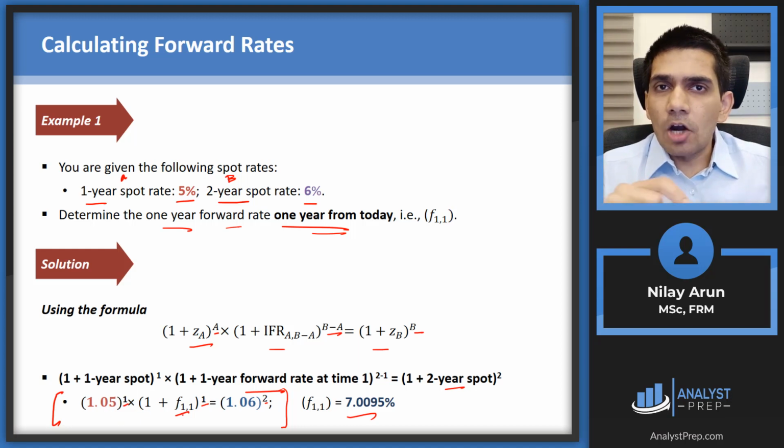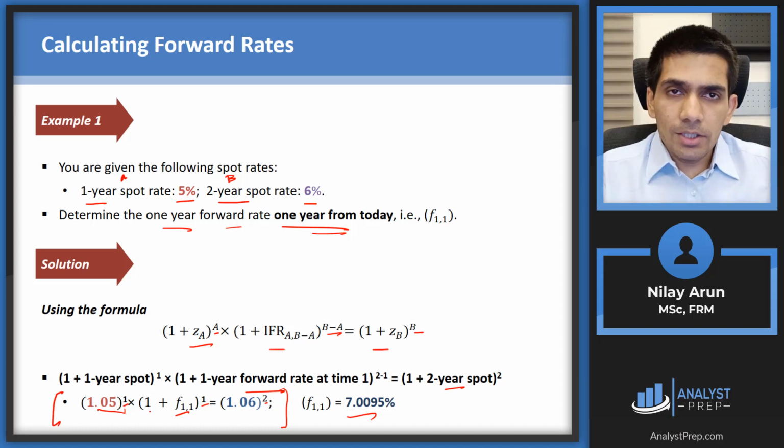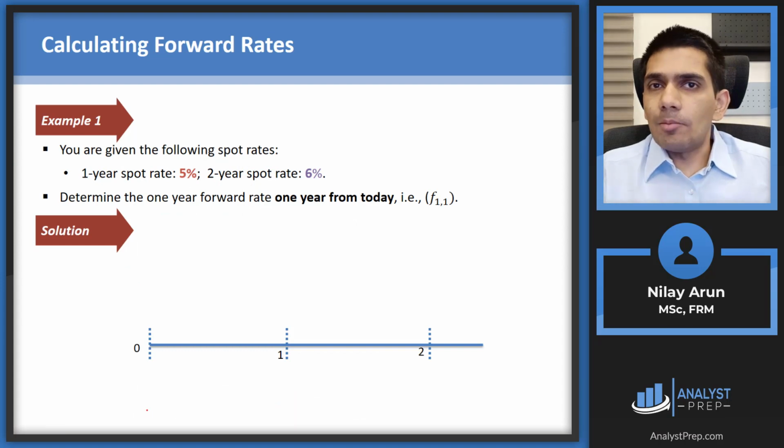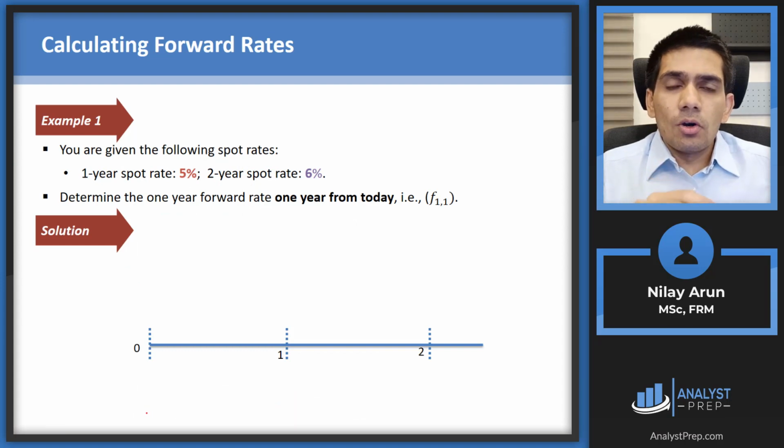So in this case, how did we calculate the forward rate? You have 1.06 squared. You take 1.05 raised to power 1 to the other side, and from that you can subtract the 1. Now let's try doing this using the timeline method. Okay. So if you want, you can just pause the video right now and try to draw the timeline on your own and then check with what we're going to do here.